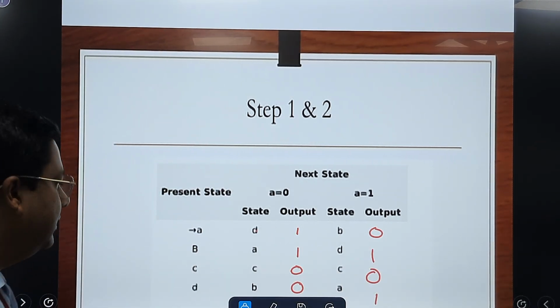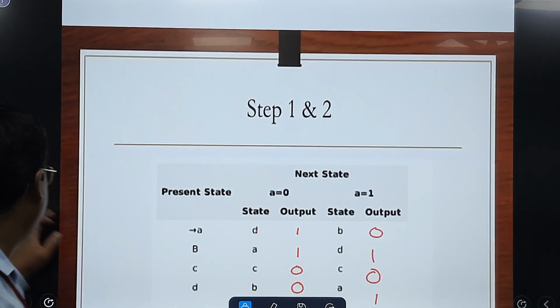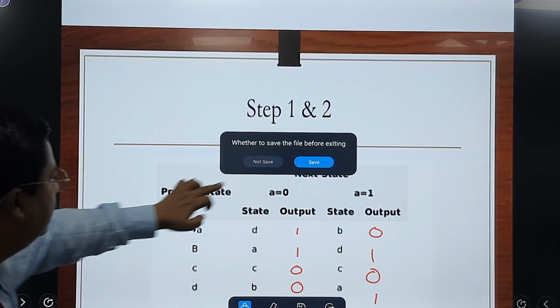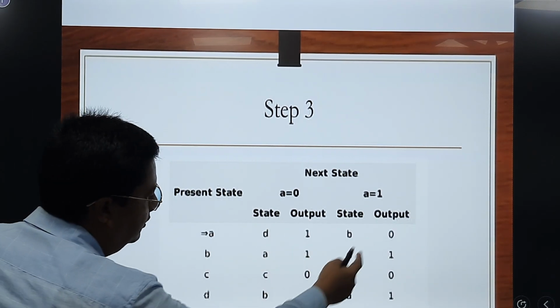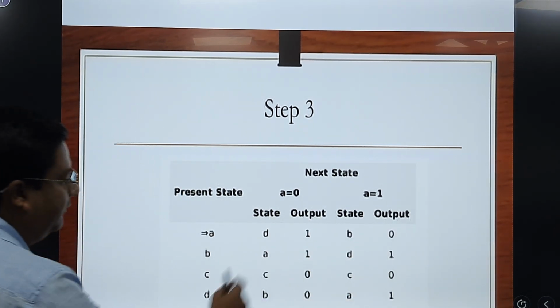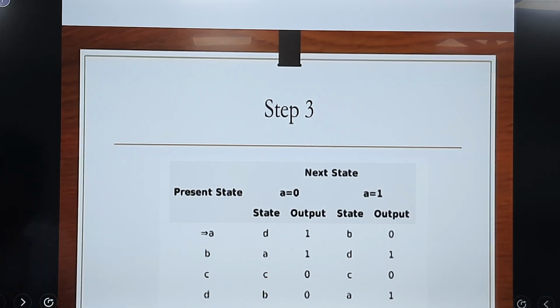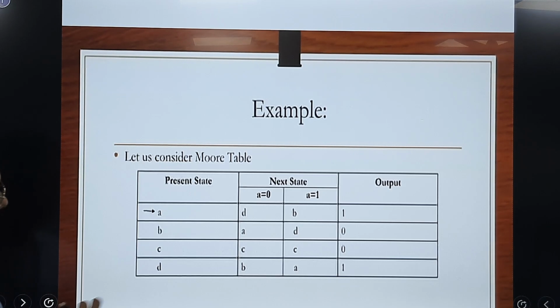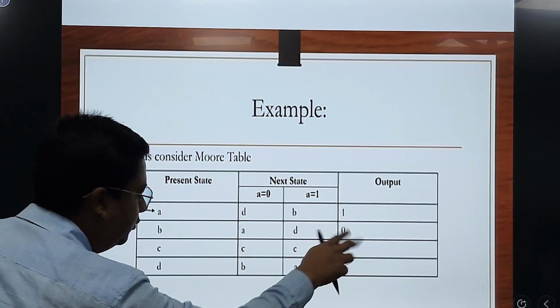This is the complete Mealy machine, derived from the Moore machine. See what is happening here? This is the answer: 1 1 0 0 0 1 0 1. At A, we are getting 1 because we have the output. At A, we have the output 1. At D, we have the output 1. Other than that, both are 0.